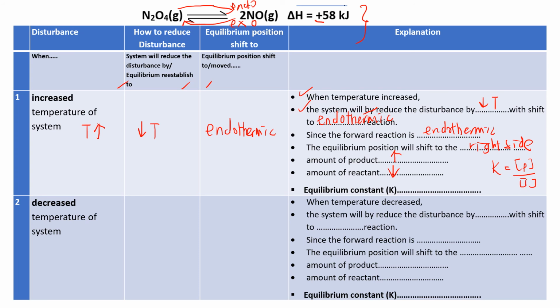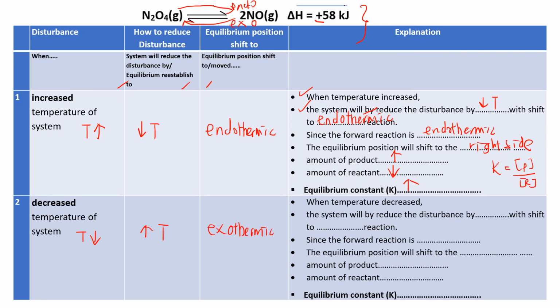Okay, actually they have another theory. So you can predict like this. Once the product increase, reactant decrease, that means your K will increase. Okay, now how about temperature decrease? So temperature decrease is your disturbance. So very cool now. That means you must increase your temperature. How you increase your temperature? You must shift to the exothermic process where it release the heat to the surrounding.